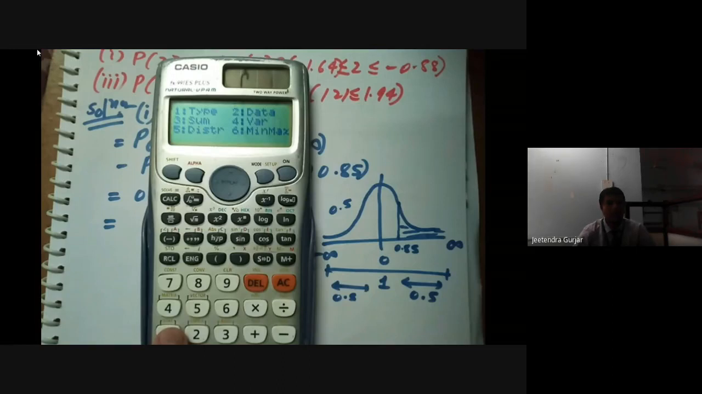Go to mode. From mode, press 3. That will give you the stat. Stat will appear on the calculator at the top. Then go to shift 1. 1 is statistics. Now in this statistics, you can see the fifth number is distribution, that is the normal distribution. This is our normal distribution.